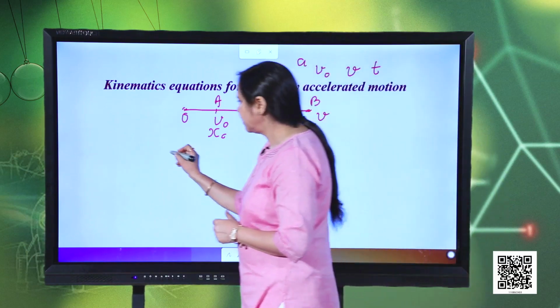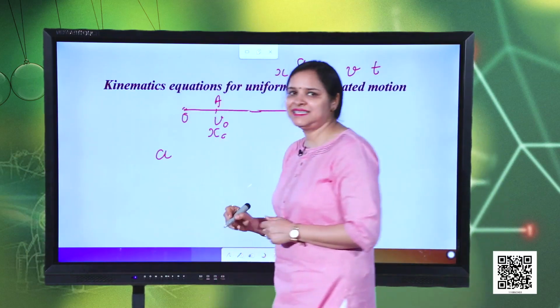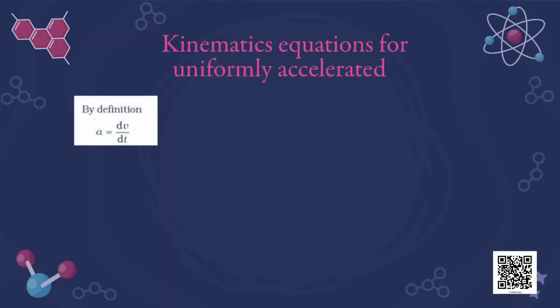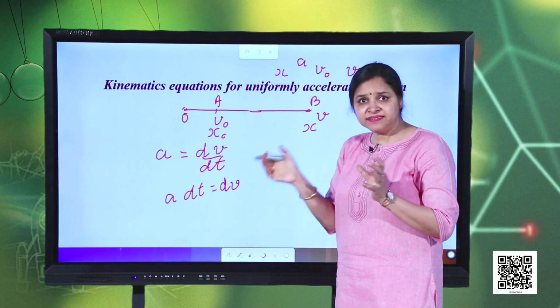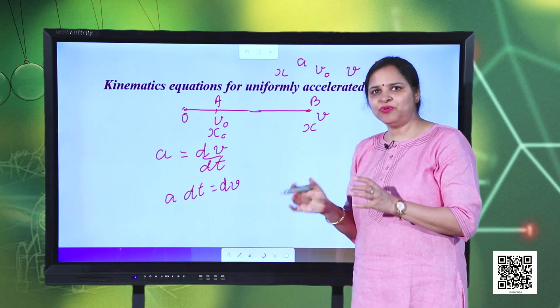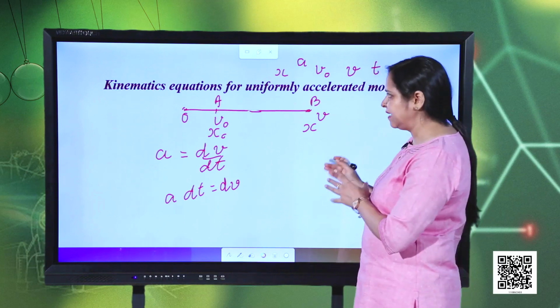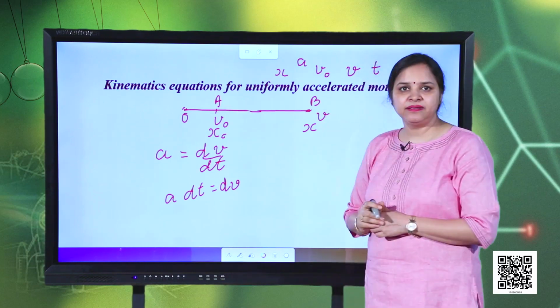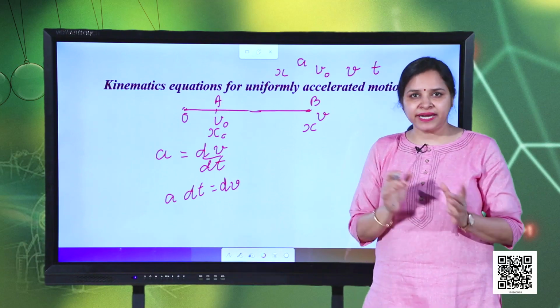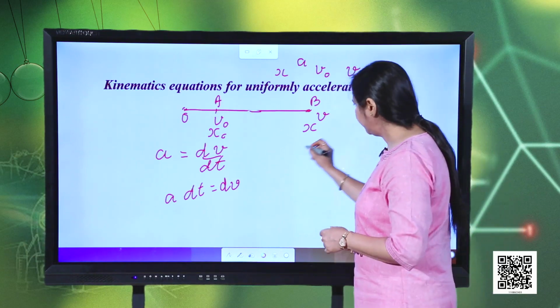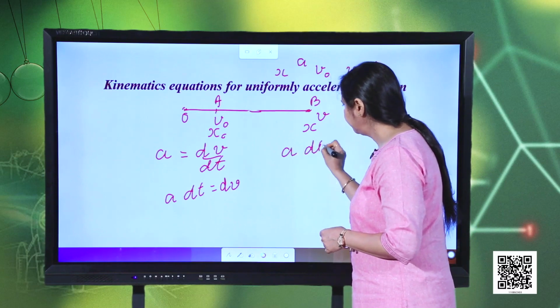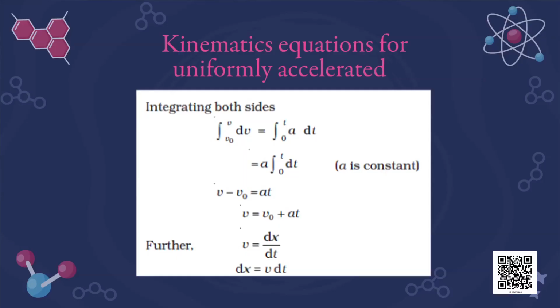First of all, starting with the equation of instantaneous acceleration, we know instantaneous acceleration is equal to dv by dt. Proceeding further, we can write it as a dt is equal to dv. Now, this describes the instantaneous situation. Suppose I want to know about the entire motion between point A and point B, then we are going to integrate this equation.